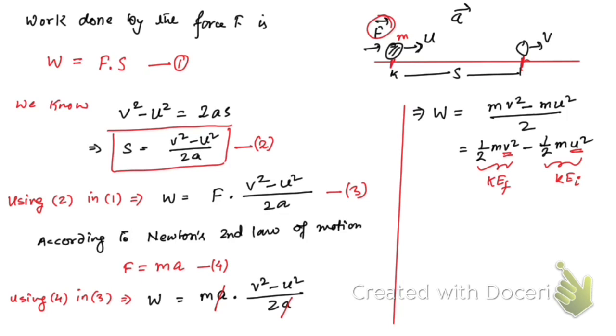So we know that kinetic energy is given by half mv square, right? So for initial velocity this v is going to be u, right? Hope you have understood this. So now you see, we can write this way.